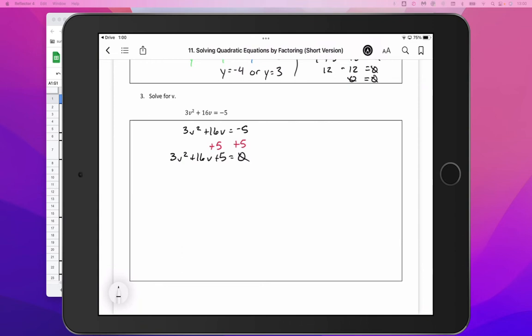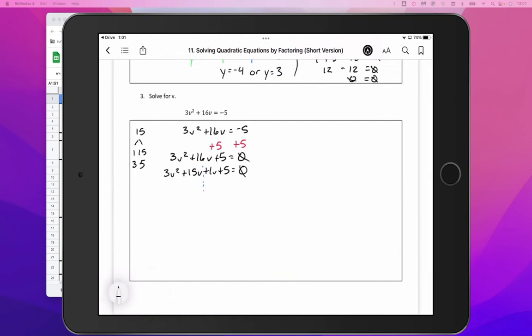So first off, factoring by grouping, I need the AC method. My A term is 3, my C term is 5, so 3 times 5 makes 15. I need factors of 15 that will make 16. Factors of 15 are 1 and 15, 3 and 5. Positive 1 and positive 15 will both do that. So we will do that. 3v to the power of 2 plus 15v plus 1 more v plus 5 equals 0. And so that 15v and that 1v in the middle there will make 16v.